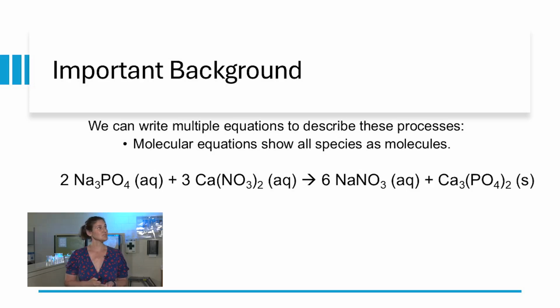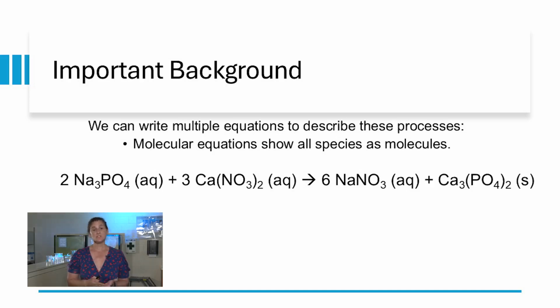We always balance our equations. And that's also aqueous, completely soluble. And then we get 1 mole of calcium phosphate. And you'll see that the calcium phosphate is given the abbreviation s for solid. That is the precipitate. That's what we're going to see falling out of solution when we run this reaction.